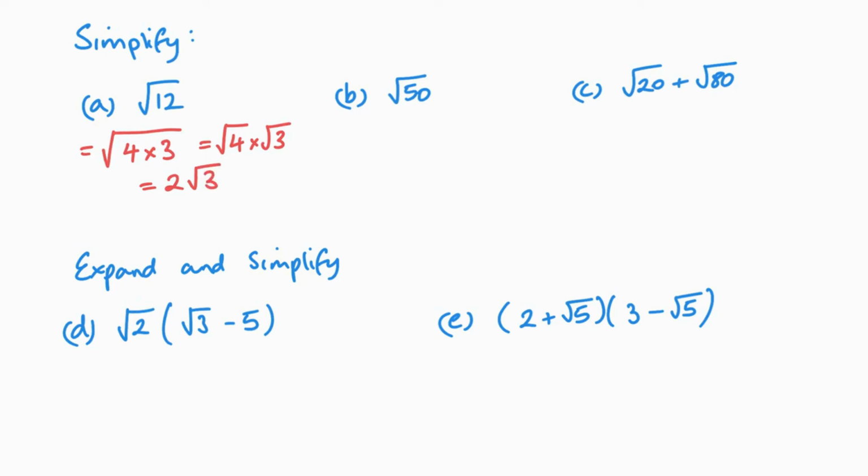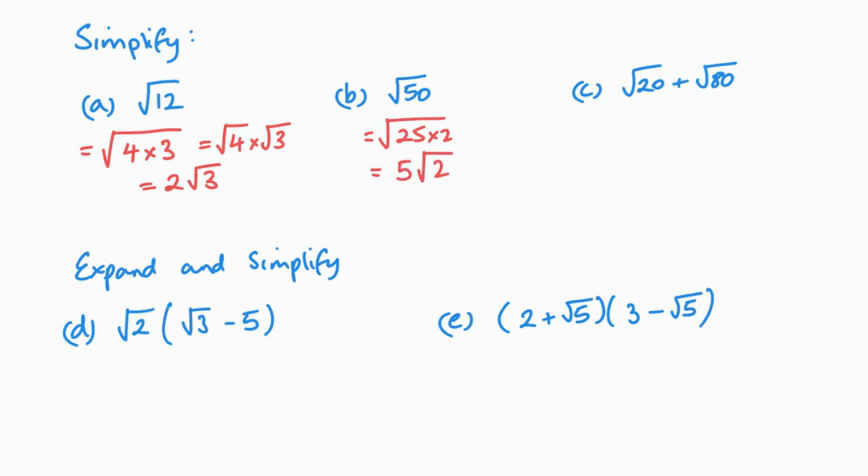Let's look at the next one. Square root of 50. Think of square numbers that go into 50. Always start with the first few. 1 is not going to be of any use to you, so you're going to start looking at 4, 9, 16, 25, 36, and so on. So in this one we can see 25. So 25 times 2. So this time I'm going to jump straight in. The square root of 25 is 5, and the square root of 2 is root 2.